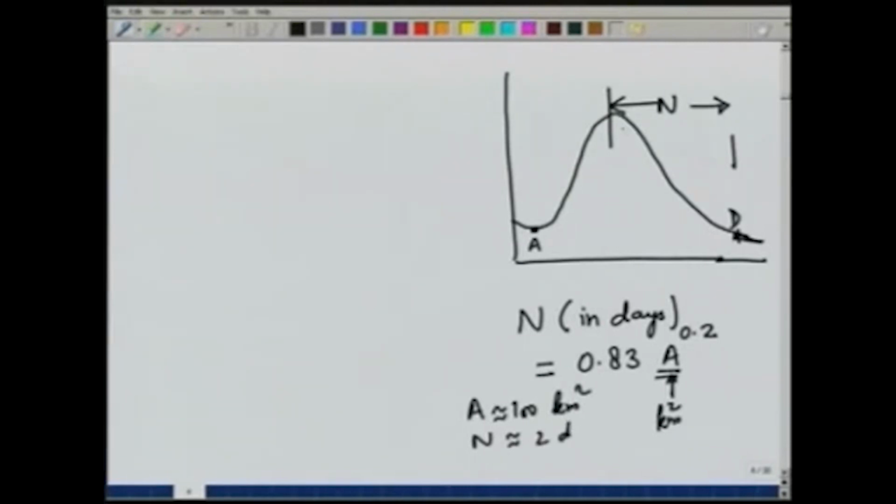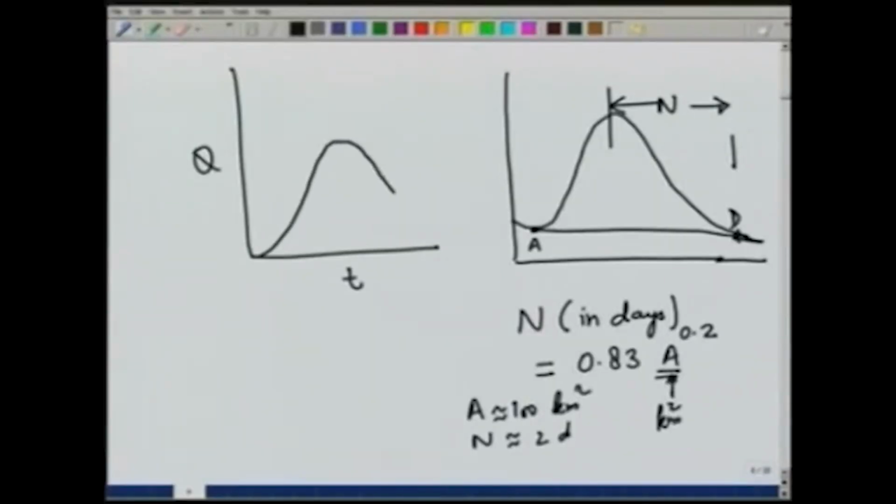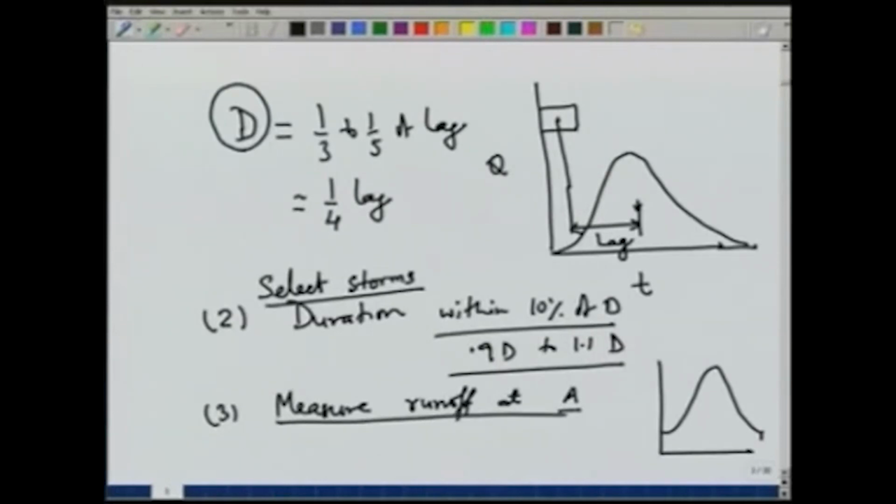So, if you have this hydrograph measured, you can estimate the end of the direct runoff by using this equation, separate the base flow by using any of the methods, for example, the straight line method, and the rest of the curve would be the direct runoff hydrograph, which would look like this. So, when we measure runoff at A, we then estimate the direct runoff hydrograph using the techniques which we described just now.